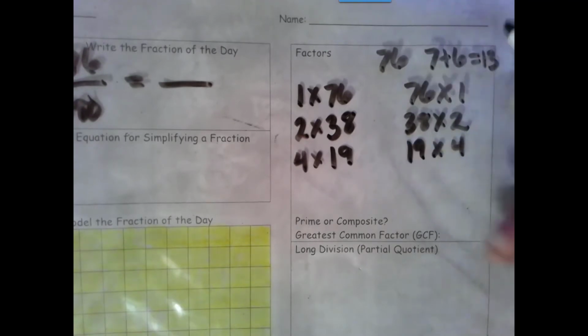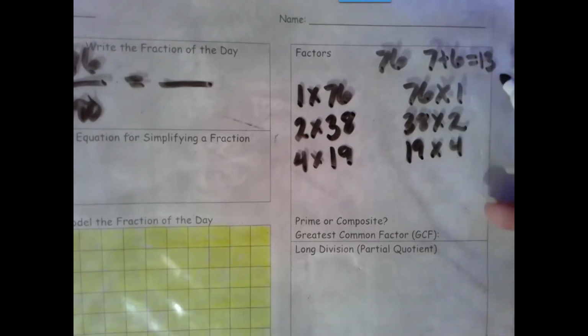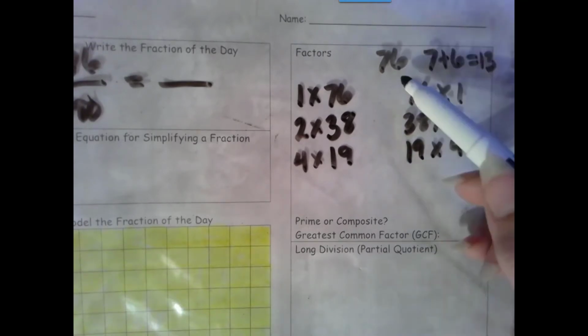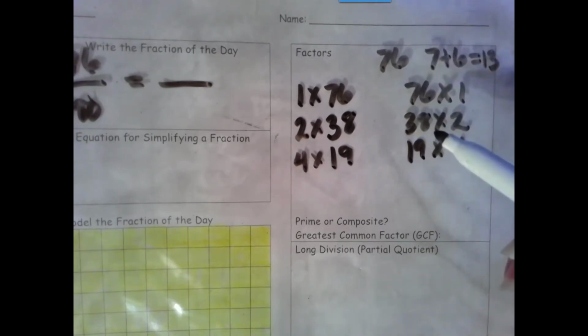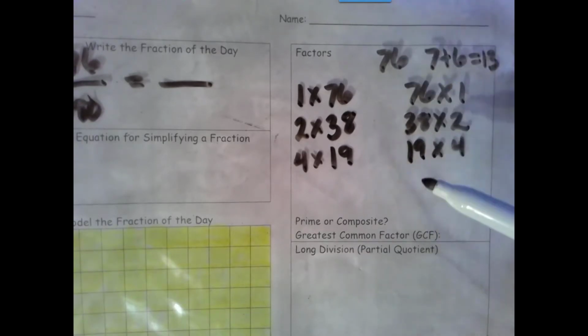We try 9. 9 has the same rule as 3. When we add the digits together, we get 13. 13 is not a multiple of 9, so 9 is not a factor. We try 10. The rule for 10 is that it ends in a 0. It ends in a 6, so 10 is not a factor. We try 11. 11, 22, 33, 44, 55, 66, 77. 76 is not in that list, so 11 is not a factor.